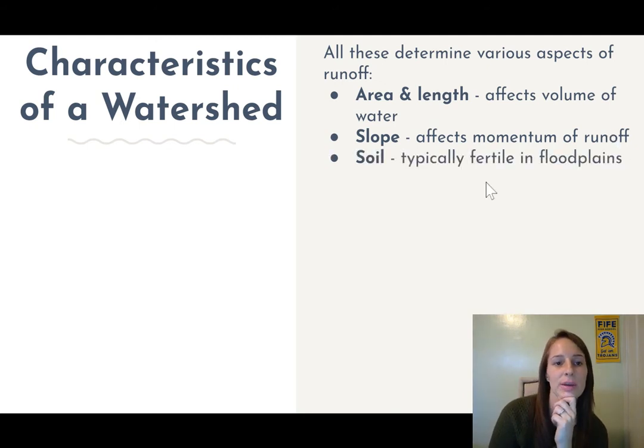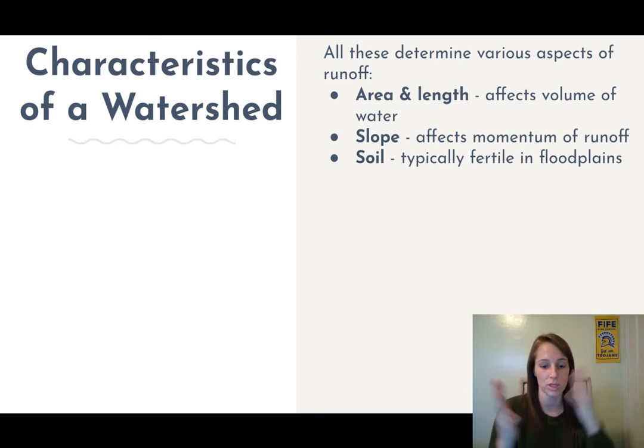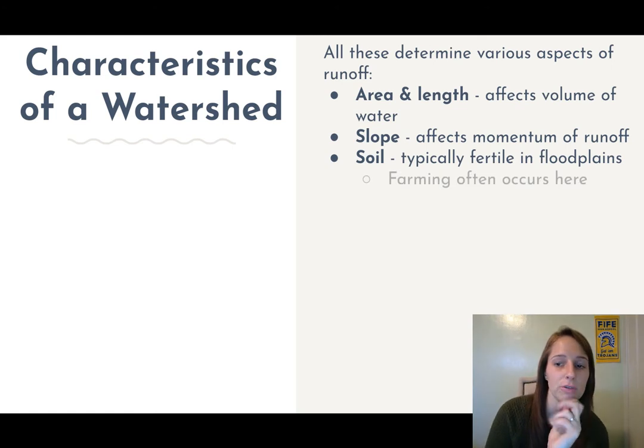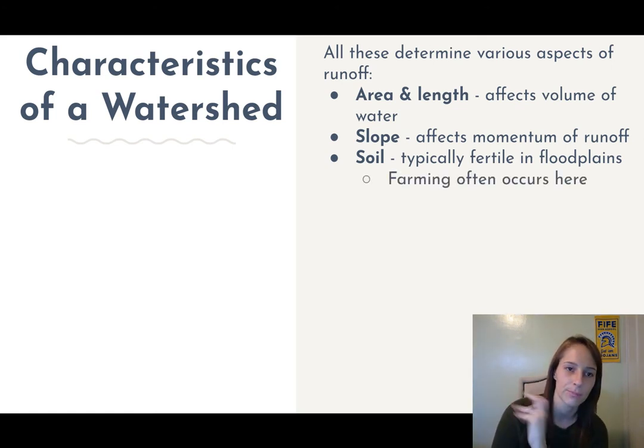Another thing that's going to be a characteristic of a watershed is the soil. Typically we are going to have pretty fertile soil in the floodplains, where you get a bunch of the sedimentation that floods out. And so floodplains are actually going to be areas where we tend to see a lot of farming occur.